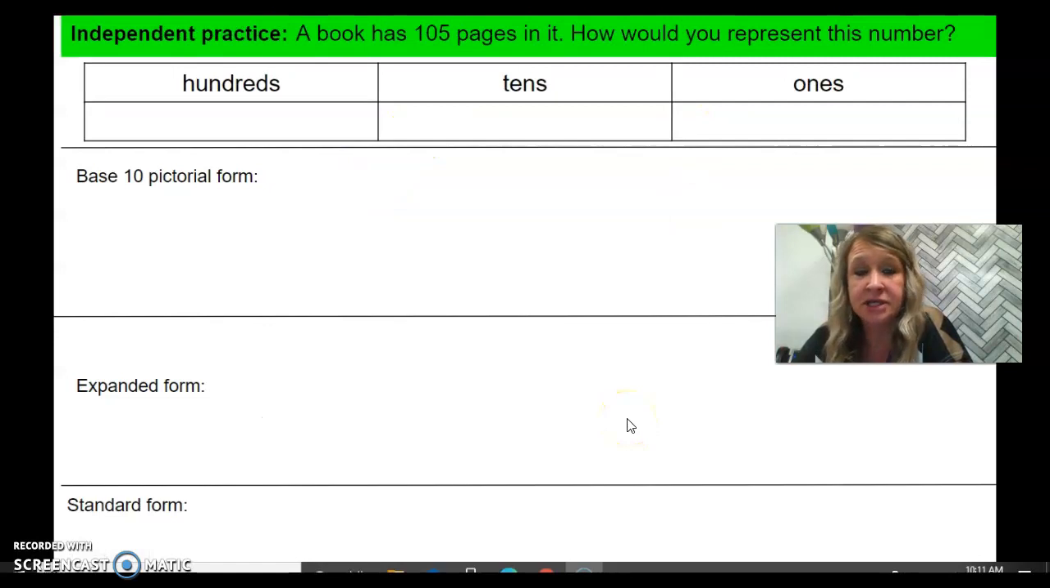And on the next page, it says the book has 105 pages in it. How would you represent this number? Same thing. You're going to use the place value, the pictures, the expanded form, and the standard form to represent the number 105.